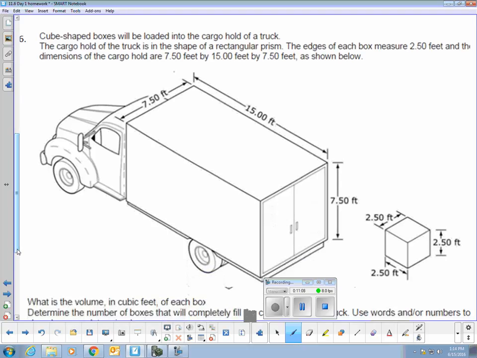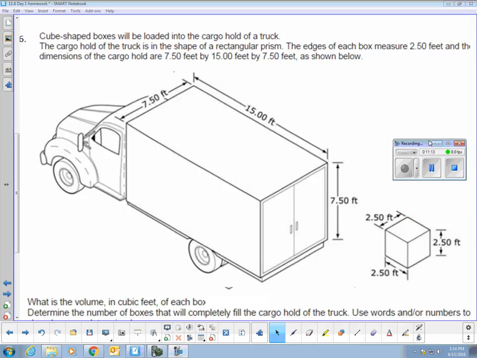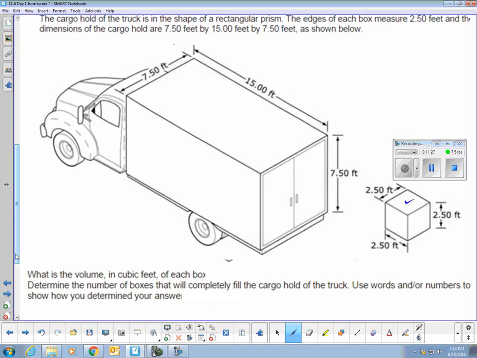Okay, number 6. We need to fill the back of this truck with all of these boxes right here. And the question is, here it is, right here. First of all, what is the volume in cubic feet of each box? And then determine the number of boxes that will completely fill the cargo hold of the truck.